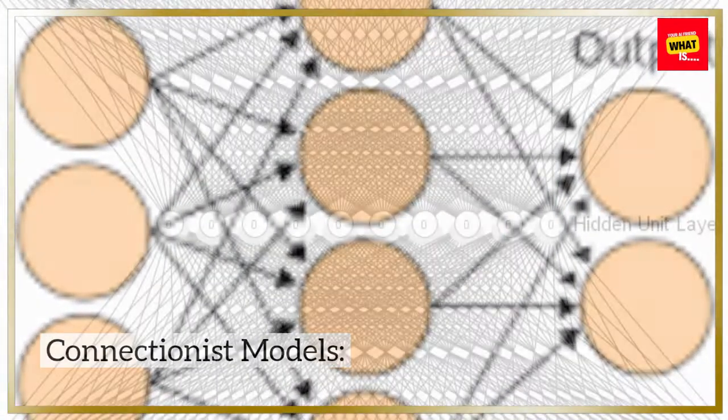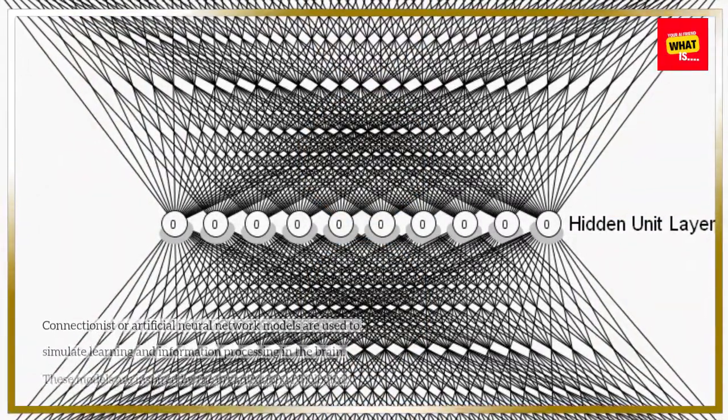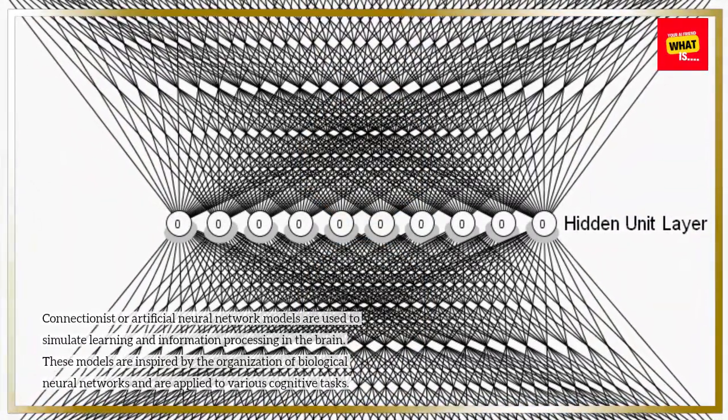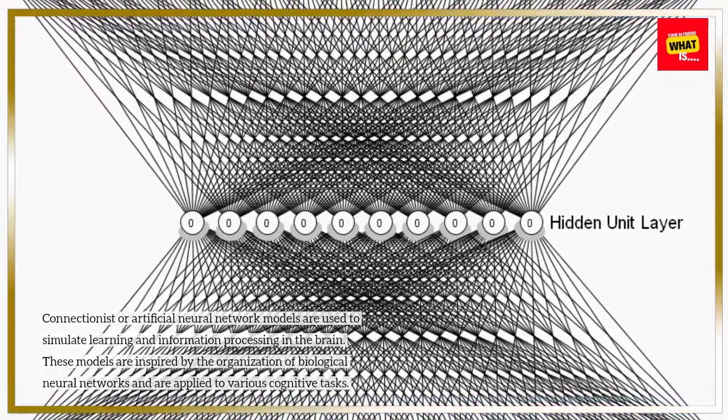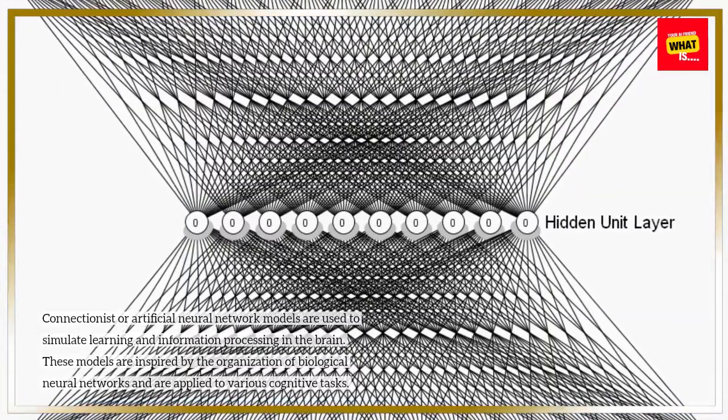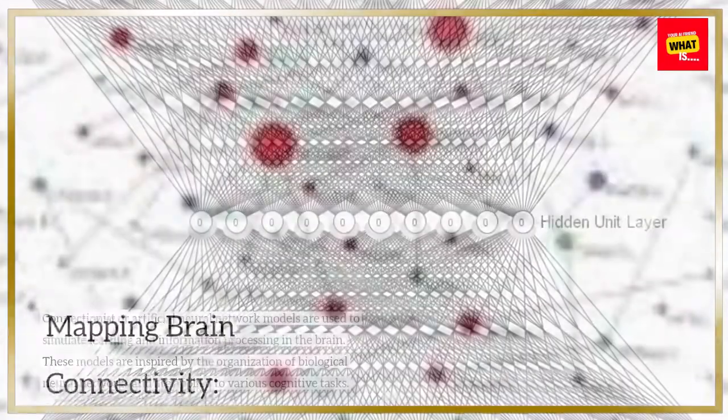Connectionist models. Connectionist or artificial neural network models are used to simulate learning and information processing in the brain. These models are inspired by the organization of biological neural networks and are applied to various cognitive tasks.